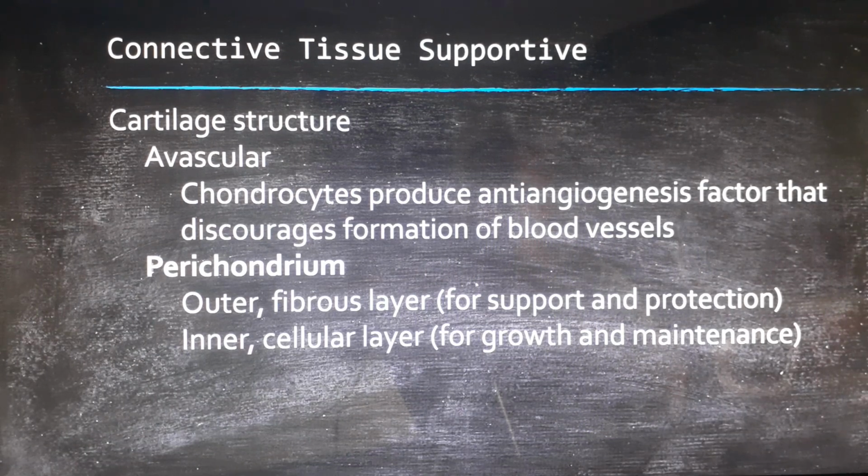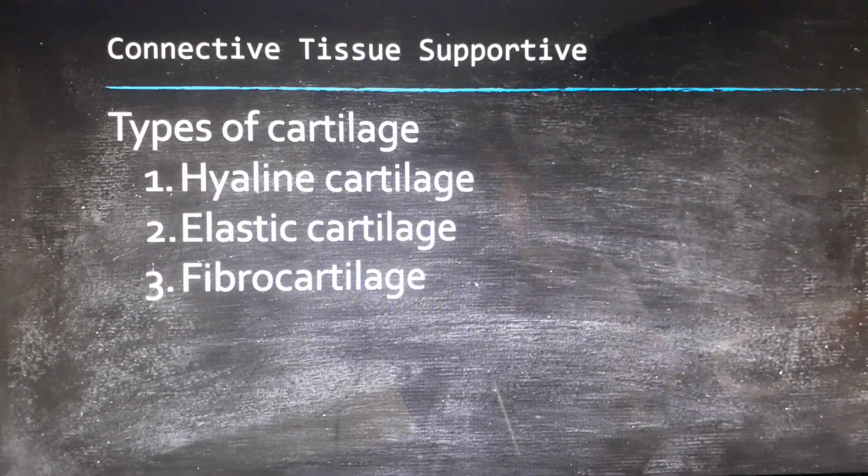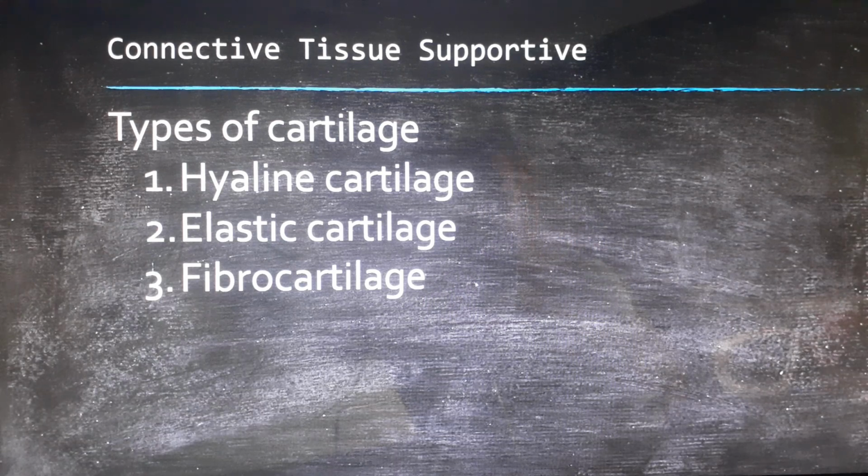Now, cartilage is avascular, means it has no blood vessels in it, so all oxygen and nutrients have to diffuse to the cells in the lacuna through the firm gel matrix. It does have a connective tissue covering called the perichondrium that has an outer tough fibrous layer and an inner cellular layer, and that is where you're going to find the blood vessels to supply oxygen and nutrients to the cells. There are three kinds of cartilage: hyaline cartilage, elastic cartilage, and fibrocartilage.